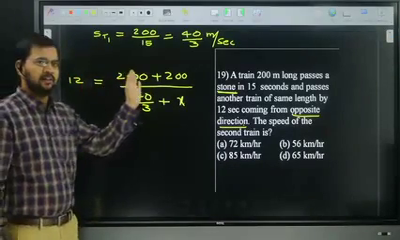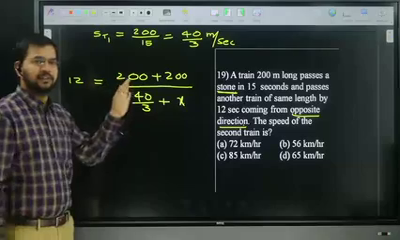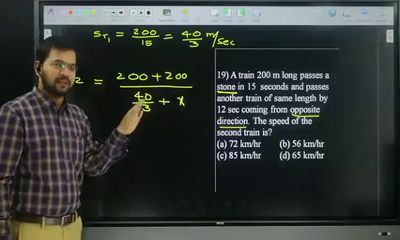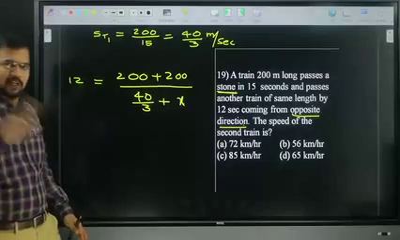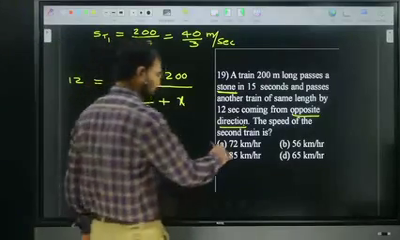40 comes to this side, 60. 3x is equal to 60. X is equal to 20. If x is 20 meter per second, they're asking kilometer per hour. 20 into 18 by 5. 5 fours are 20, 18 fours are 72. Your answer is 72 kilometer per hour.